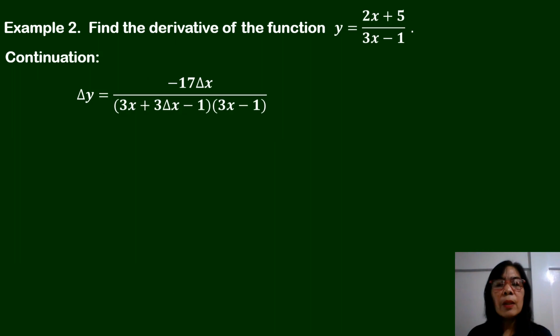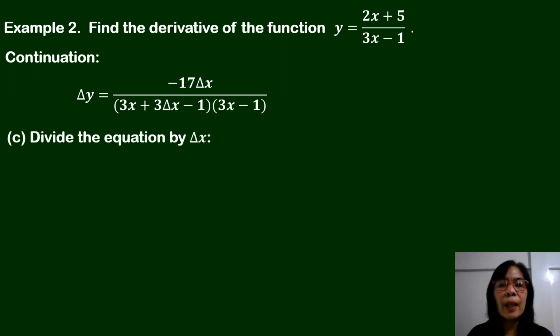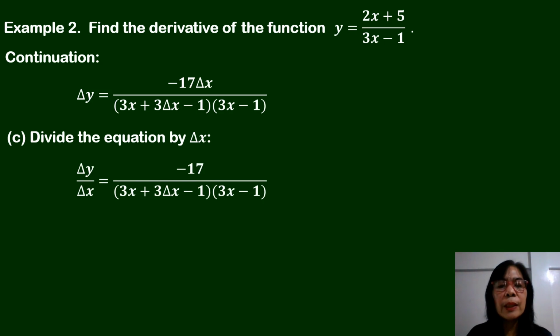So we now continue to the next step, which is to divide the equation by delta x. So notice, when you divide the left side by delta x, we will now have delta y over delta x. And when we divide the right side by delta x, the delta x cancels out with this delta x. So what remains, we now have at the right side negative 17 all over the quantity 3x plus 3 delta x minus 1 times the quantity 3x minus 1.